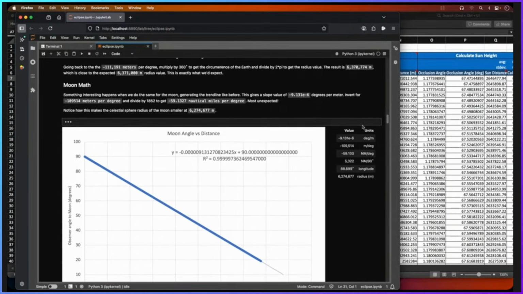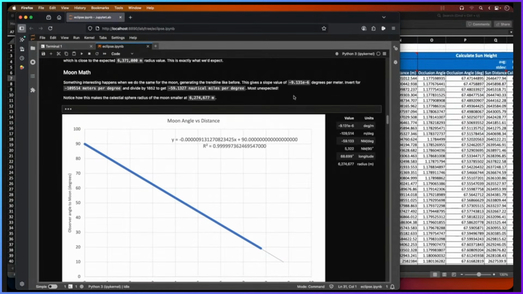But now when we go to the moon, something interesting happens. If we generate the trend line like before, this gives us 9.13 e to the negative 6 degrees per meter. We invert to get 109,000, and then when we divide by 1852, we get negative 59.1327 nautical miles per degree. Most unexpected. And then when you continue the math out, that results in a smaller radius value of 6.27 million meters.